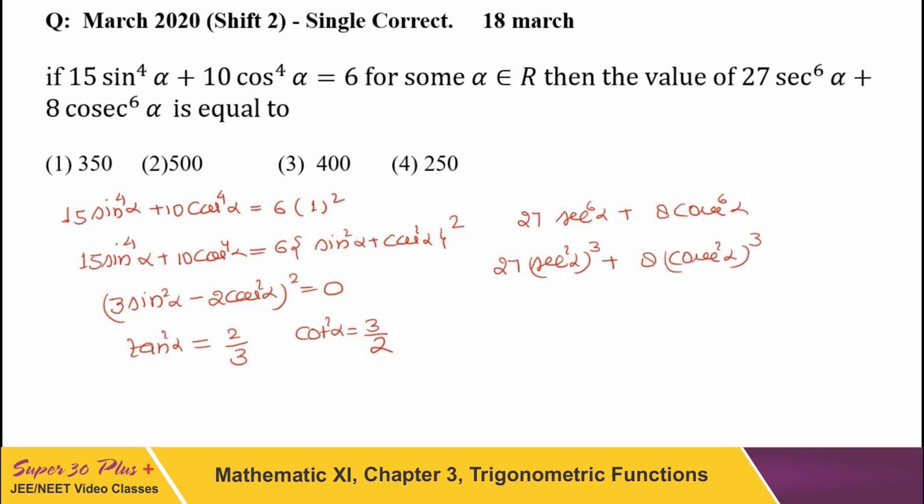As we know, 1 plus tan square alpha is sec square alpha. Then you can find sec square alpha from here. 1 plus tan square alpha is sec square alpha, implies sec square alpha is equal to 1 plus 2 by 3. It is 5 by 3.